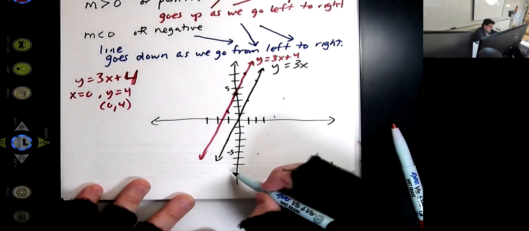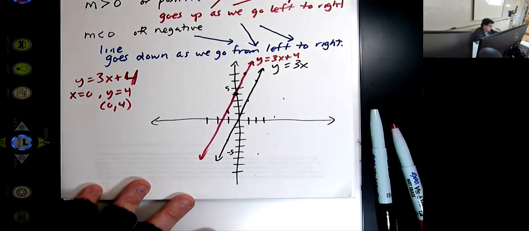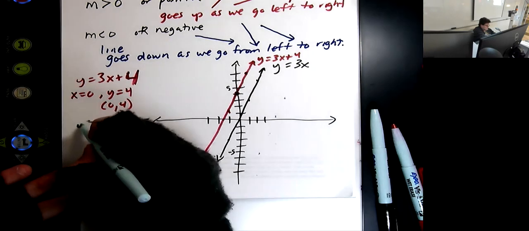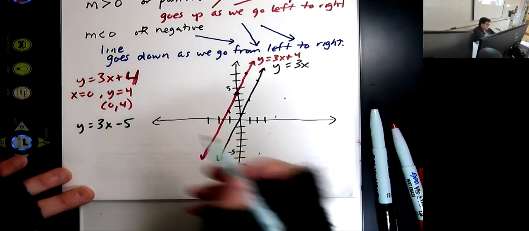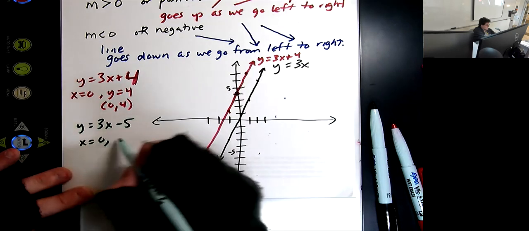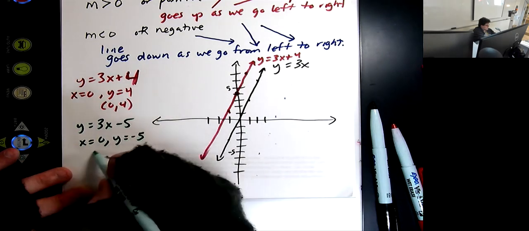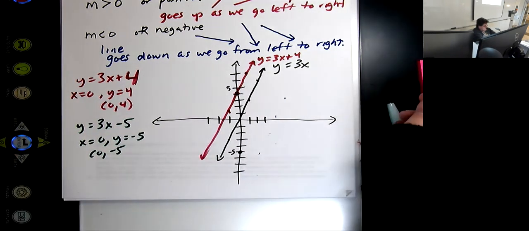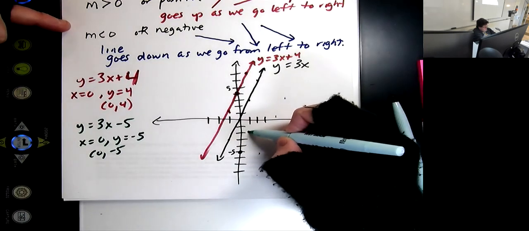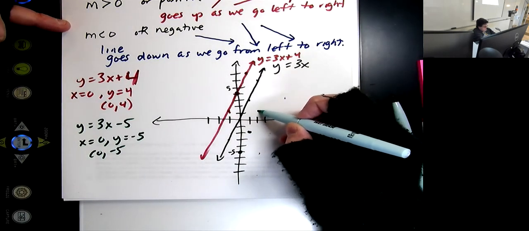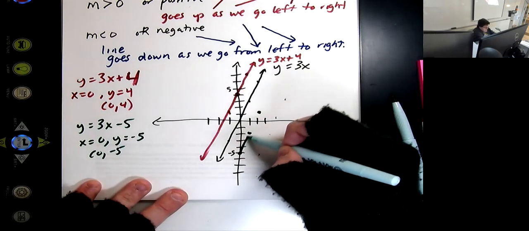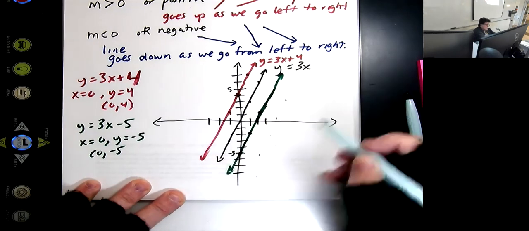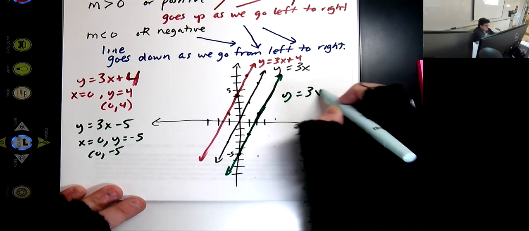And maybe let's do y equals 3x minus 5. I plug in x equals 0 there, I get y equals -5. So I have a point at 0, -5 down here. I can do that up 3 and over 1. Up 3 and over 1 here. So this is y equals 3x minus 5.